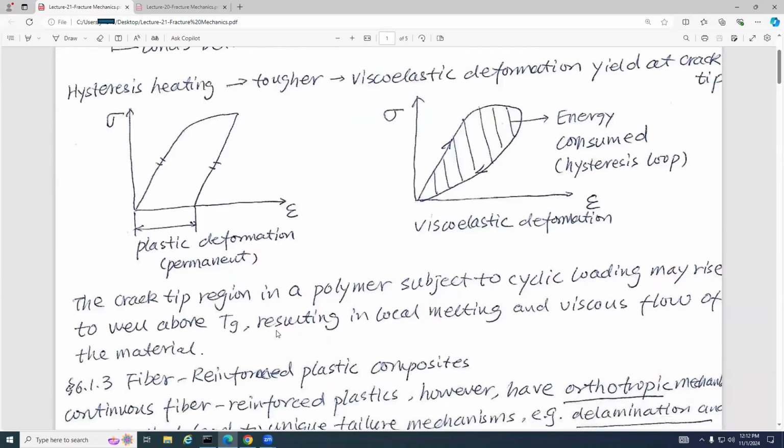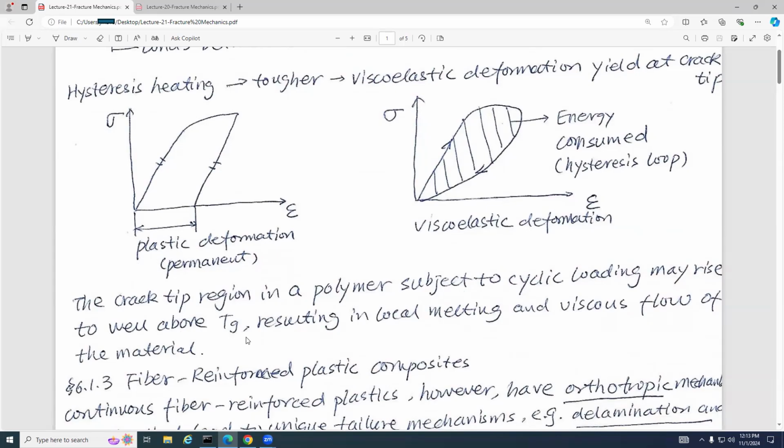So the crack tip, if it is a fatigue load, the crack tip region in a polymer subject to cyclic loading may rise to well above Tg. Can somebody tell me what is the Tg, the glass transition temperature? What is the Tg, guys? I want you guys to interact with me. Can you just look at your lecture notes?